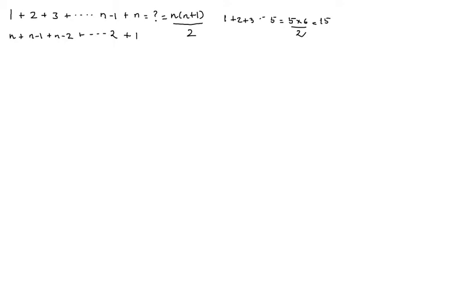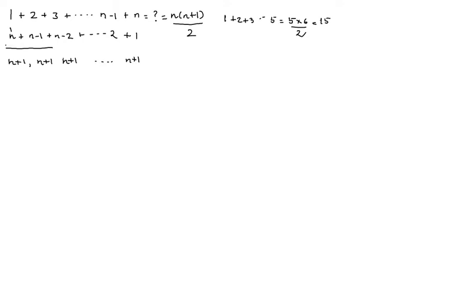Now let's pair these numbers and add them. So let's add 1 and n, right? That gives us n plus 1. If you add 2 and n minus 1, again that gives you n plus 1. You add 3 and n minus 2, surprise, again that gives you n plus 1. So each of these pairs all the time will give you n plus 1, right?